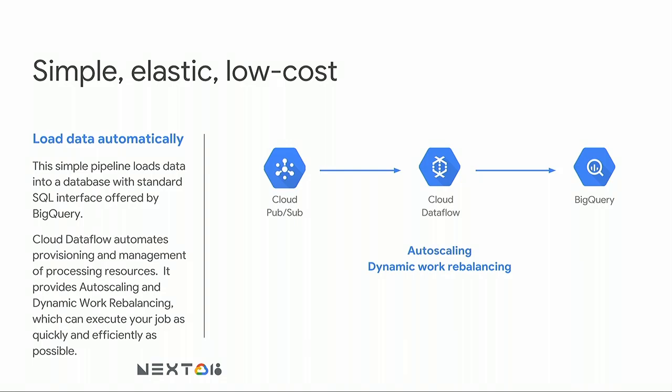And then, in this case, the destination of the data, BigQuery, has compute storage separation, meaning that when the data volume grows, you don't need to necessarily tie the storage cost with the computing cost like the CPU and the memory. You pay for the storage and the processing separately. This makes it simple, elastic, and low cost.